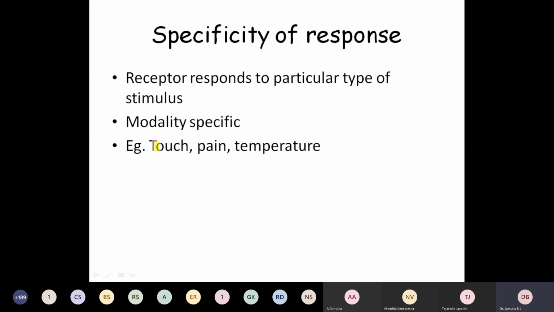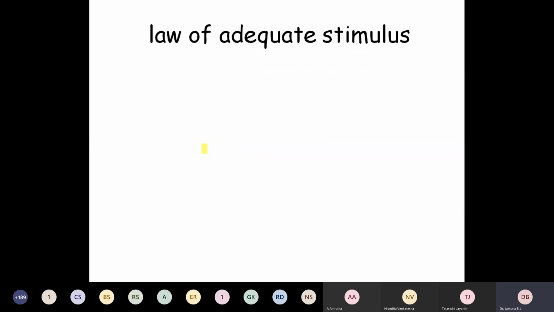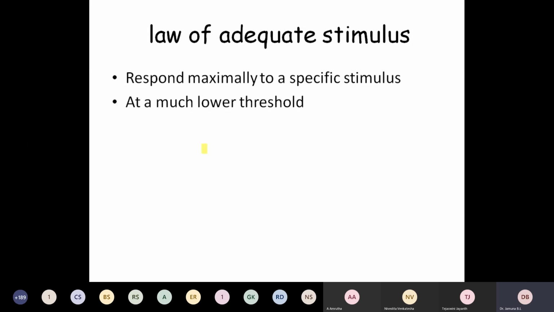That means they have a lowest threshold for a touch sensation. The pain receptor or nociceptor is specific for a pain sensation only. So each receptor shows a specificity of response. And also there is a law of adequate stimulus. What do you mean by this adequate stimulus? They respond maximally to a specific stimulus. So if I'm saying a touch receptor, that touch receptor will have a lowest threshold for the touch sensation.